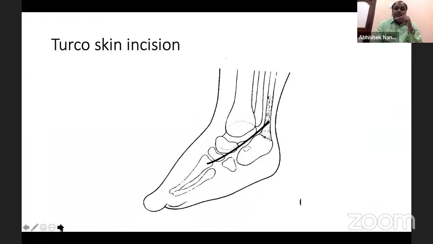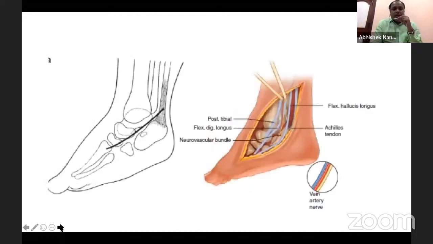It was a curvilinear incision on the medial side, just behind the medial malleolus. Most of us use this incision. Then we identify the tibialis posterior, the flexor hallucis longus, the flexor digitorum longus, and the neurovascular bundle. One thing I want to highlight is that the Achilles tendon is easily palpated and seen from this incision. So we can do Achilles tendon tenotomy through this incision.